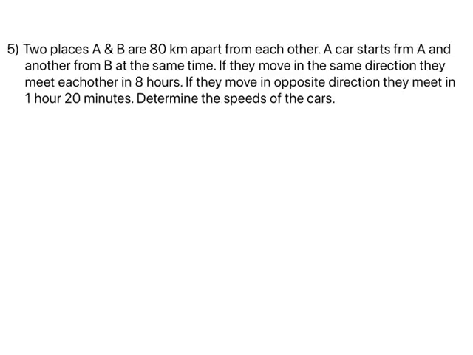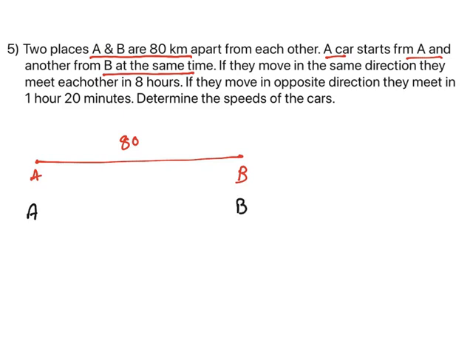Now the last one. Now see, two places A and B are 80 kilometers apart from each other. Let's say this is A, this is B, and the distance is 80 kilometers. A car starts from A and another car starts from B at the same time. Now let's say A is starting from here, B is starting from here. If they move in the same direction, they meet each other in 8 hours.